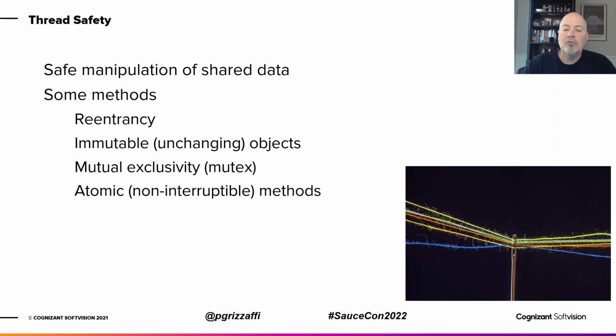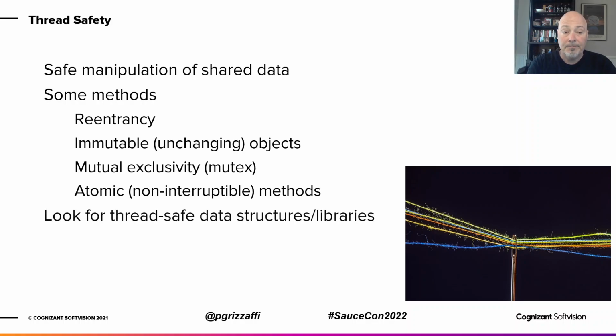And then related to mutual exclusivity, you can set atomic or non-interruptible methods or functions and say, this function is not interruptible. Once a thread starts executing this function, this thread will finish its execution of this function before any other thread can get in there. And these are very powerful and very effective ways for you to make your code thread safe and protect yourself from concurrency intermittent failures.